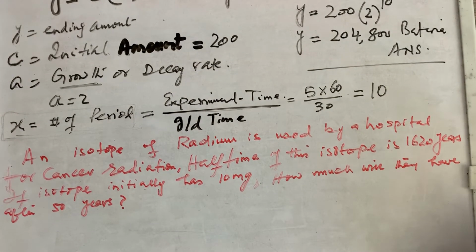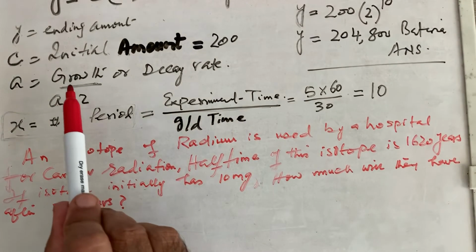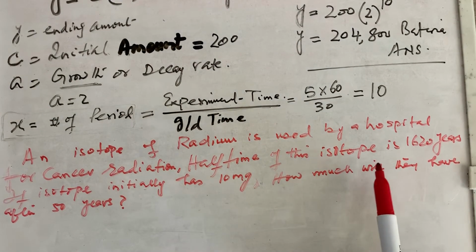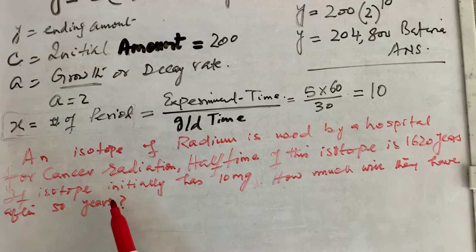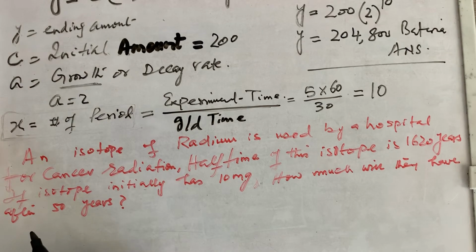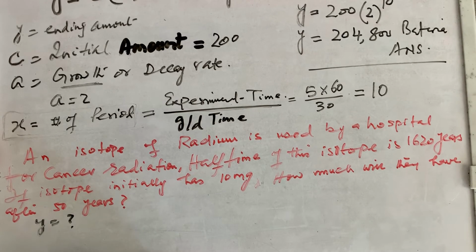Why did I quote this question here? Because the student who asked about the doubling bacteria culture was dealing with an increase, growth, right? So we use the term growth there. But this time the isotope of radium is used by a hospital for cancer radiation. The half-life of this isotope is 1620 years. If the isotope initially has 10 milligrams, how much will they have after 50 years? Same type of question, but we have to set up the data to use the same formula. Here, Y is unknown, right? After 50 years, what will be the quantity of that isotope in the hospital?